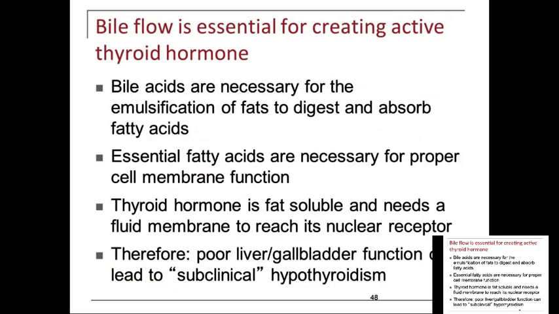I mentioned bile flow, so bile acids are needed for the emulsification of fats. The essential fatty acids are needed for cell membrane function, and thyroid hormone is a fat-soluble hormone, and it needs a fluid membrane to reach its nuclear receptor. So poor liver or gallbladder function can lead to these subclinical hypothyroid conditions. The liver makes bile, the gallbladder stores the bile.